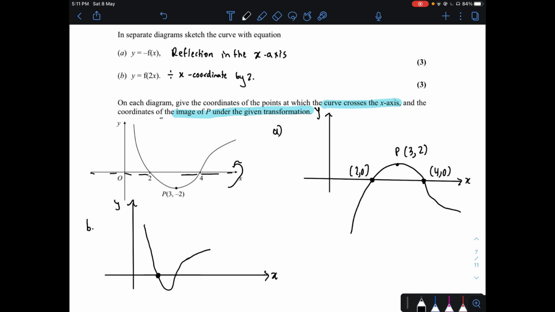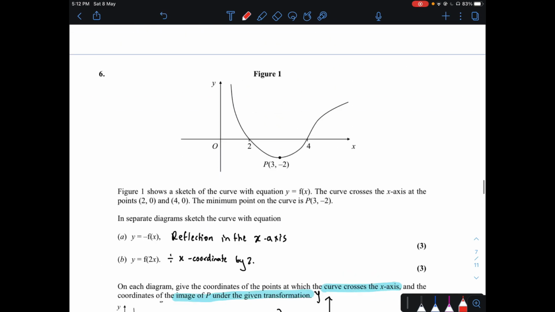So the x coordinates in P have now been divided by 2. So instead of 2, 0, this coordinate is now 1, 0, and this is 2, 0. And our coordinate P is 3 divided by 2, so that's 1.5, but the y has not changed. The y stays as it is, right? So you can write 1.5, or you can also write P equals 1.5. It's up to you. Both are correct. All right, so that was question number 6.